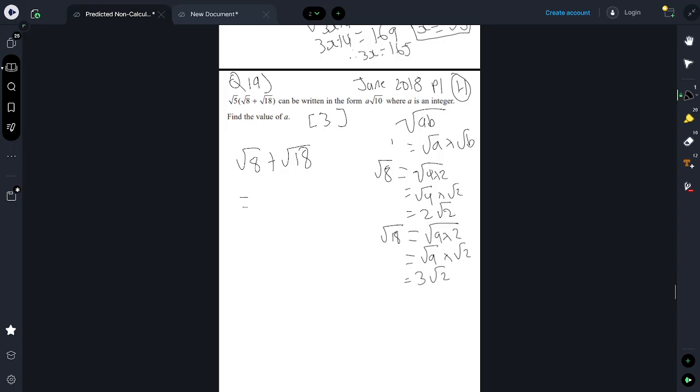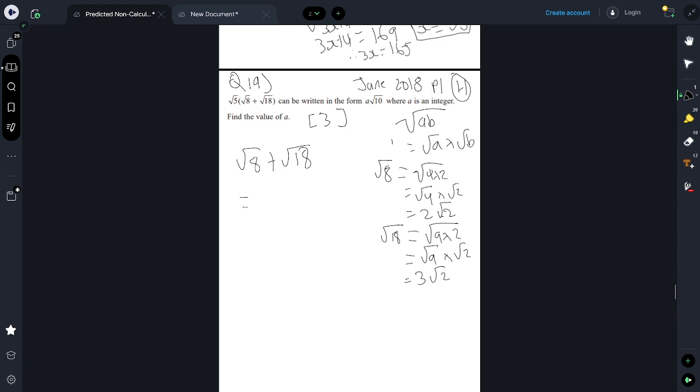Because root 9 is 3. 3 squared is 9. Cool. So now, like I said, the only time you can add two surds is when they have the same square root, right? It's root 2. Okay, it has to be the same number. You can't add root 2 plus root 3, for instance. You can't do that. You can't do anything with that.